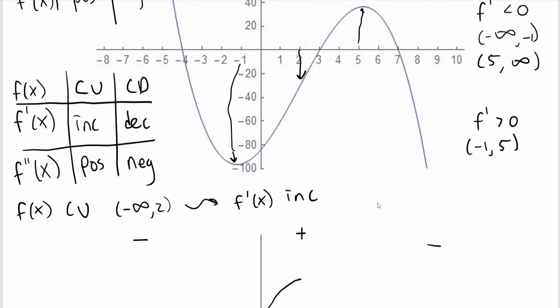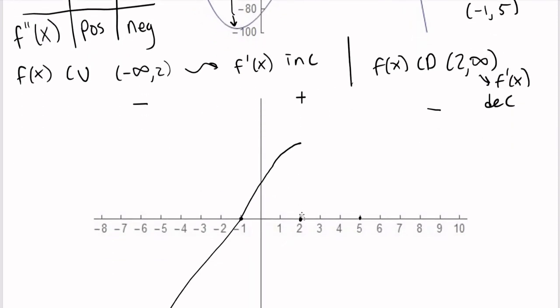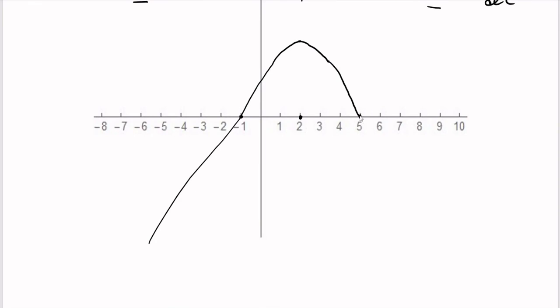What happens after 2? Well, f of x is concave down from 2 to infinity. Okay, that tells me f prime is decreasing there. So as soon as I hit 2, I've got to switch my f prime now to decreasing. And then, oh, remember, as soon as I get past 5, I've got to be down here. And then I'm going to decrease forever.